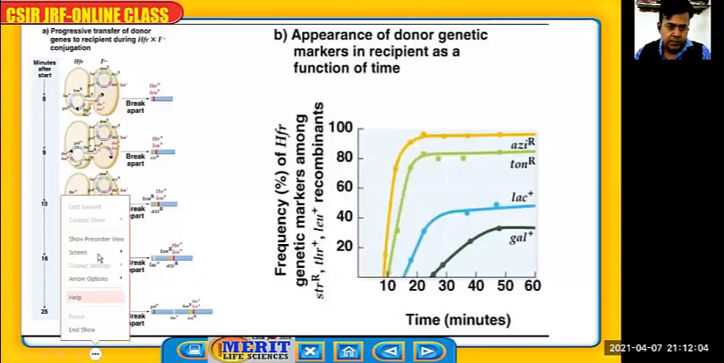Now, you can see. Suppose we want to define the distance, because meiosis is absent in bacteria, right? So we have to adopt a different strategy.